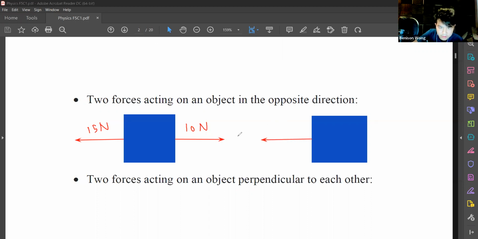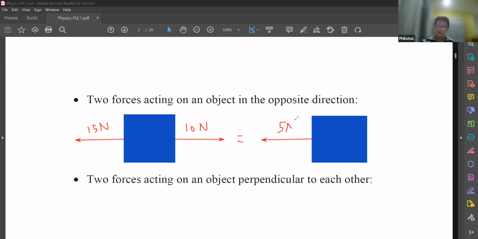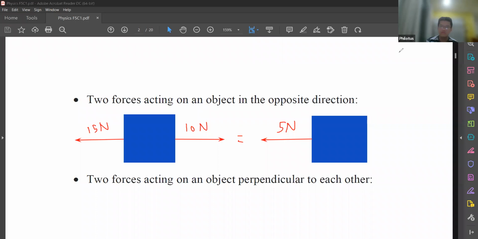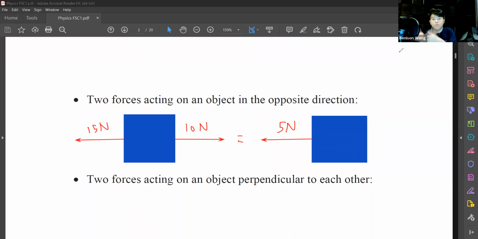Okay, the resultant force is 5 newtons to the left. Do you understand? So I cannot write in the negative form? You can. But if the question asks you to state the magnitude and direction of the force, later when we do the exercise, you understand what I'm talking about. Okay, you have to state, let's say, 5 newtons to the left.